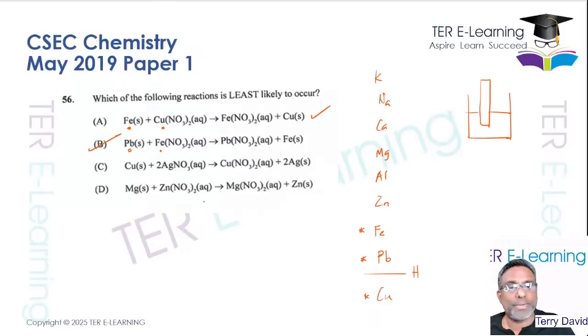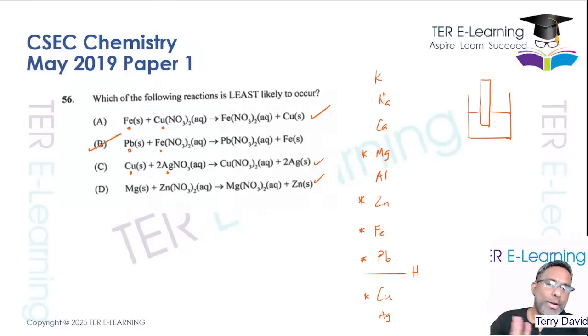If we look at copper and silver, well, silver is actually below copper. So this reaction is possible. Copper can displace silver. And then we have magnesium and zinc. Where is magnesium? Magnesium is here. Zinc is here. So this reaction is also possible. So the only one that is not possible is going to be B. So you need to know the order of the elements in the reactivity series. And the key point here is that a metal higher up will displace one lower down.